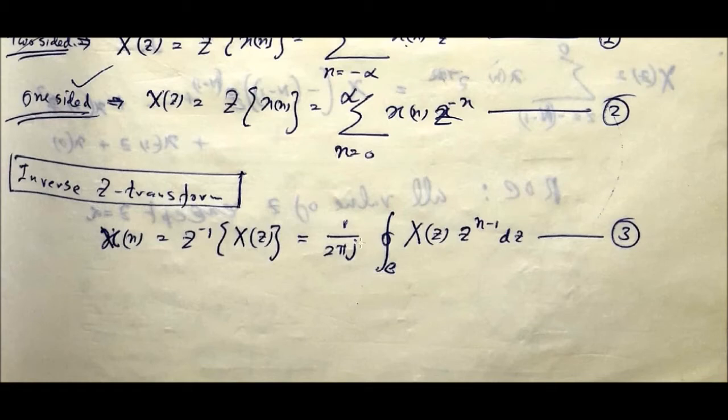By solving this contour integral, you can get back the time domain signal from the z domain signal. But there are various other easier methods by which you can do the inverse z transform. This is one particular method. I will discuss all of those later.